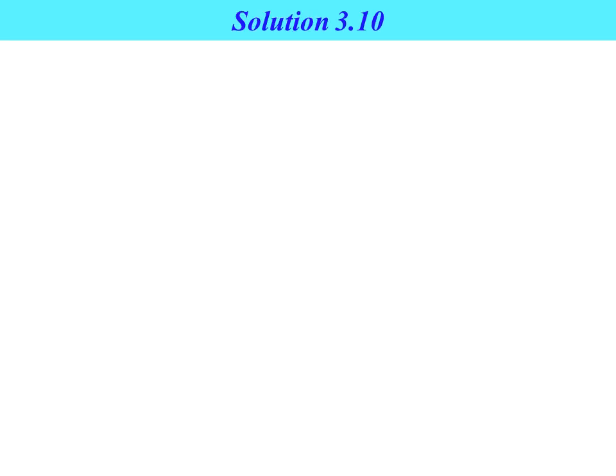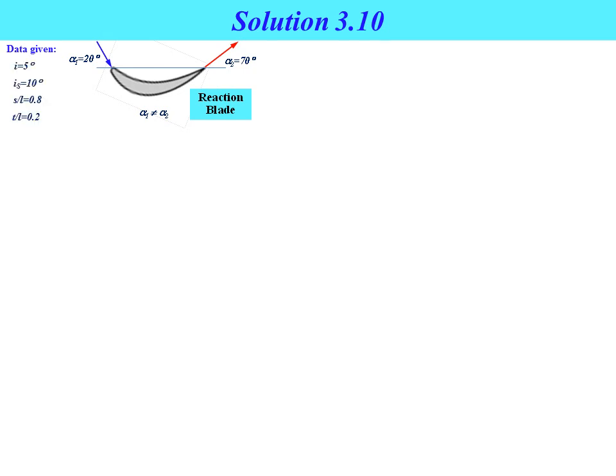Okay, solution for example 3.10. So data given. From the question, we know that the question involves reaction blades, where alpha 1 equal to 20 degree, alpha 2 equal to 70 degree, thus alpha 1 is not equal to alpha 2. So we consider the problem involving reaction blades. Data given: I equal to 5 degree, IS equal to 10 degree, S over L equal to 0.8, T over L equal to 0.2. S over L and also T over L we can calculate by referring to data given in the question. And we need to determine the YP value for the problem.